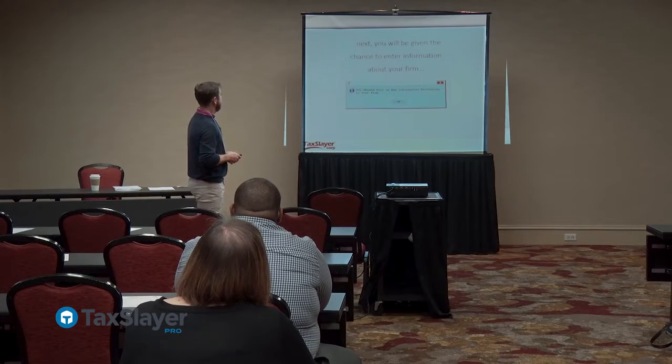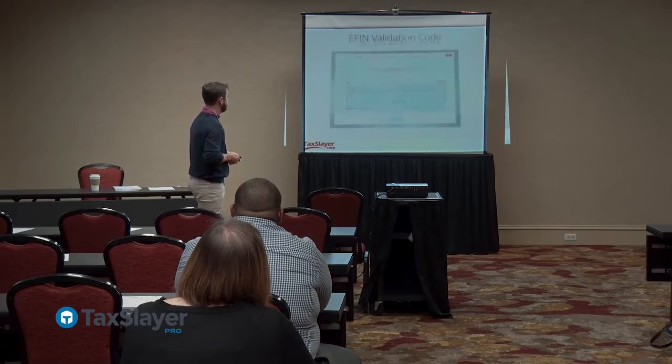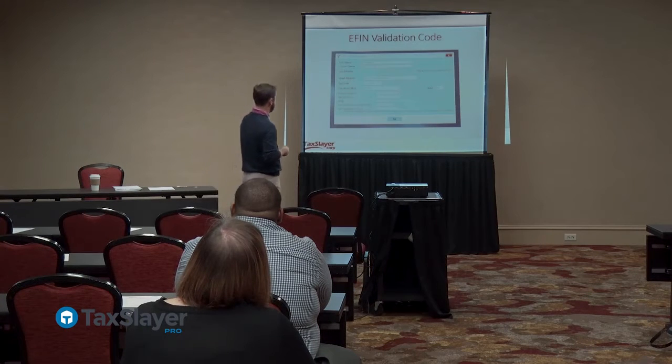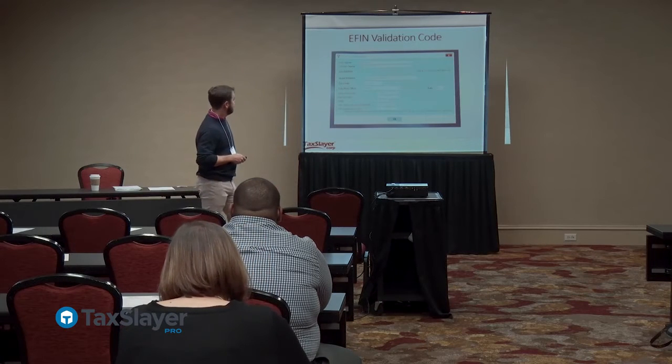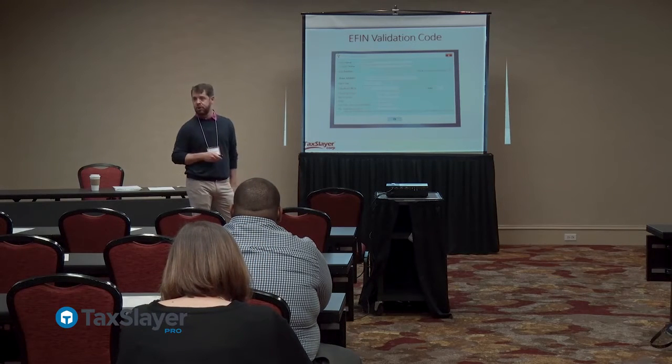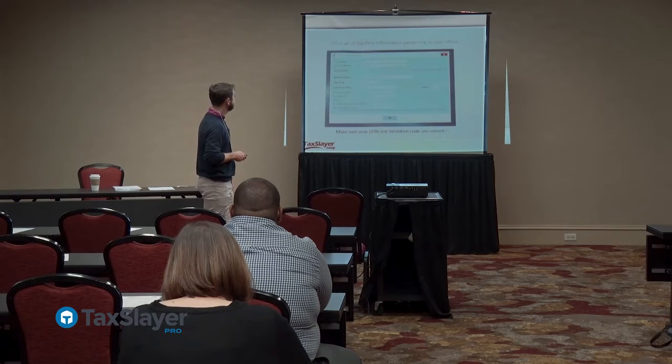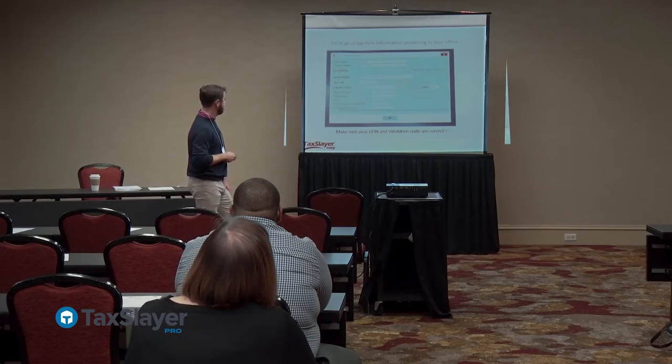Next, you'll be given the chance to enter information about your firm. Okay, so you'll enter firm name, contact name, your address. Obviously, your EFIN will go here, and then here's this spot for the EFIN validation code. And again, it gives you a little notification. This can be found in the History tab of the My Account. If you guys get confused, obviously, just call us. We'll show you right where it is. Okay. Fill in all the firm information pertaining to your office. Make sure that EFIN validation code and the EFIN are correct. Okay.